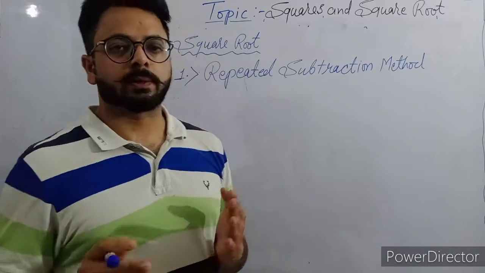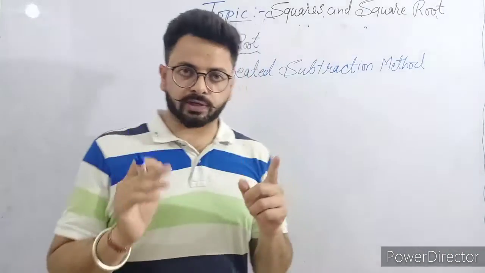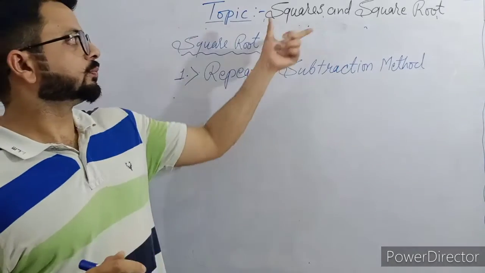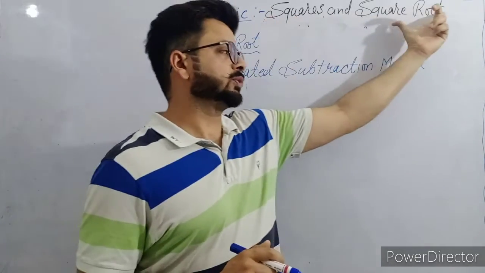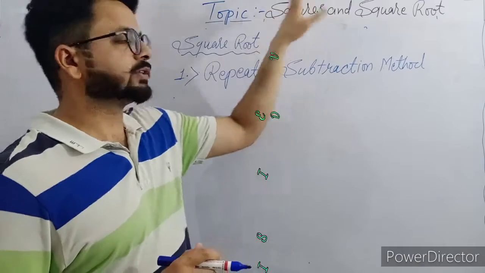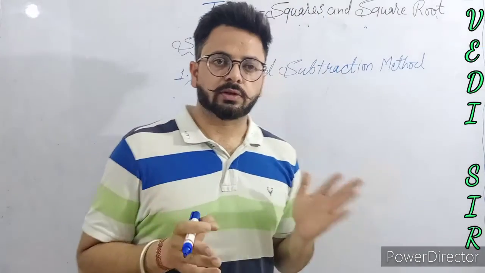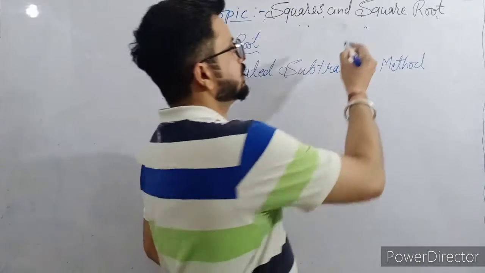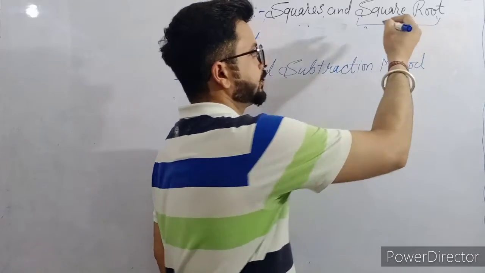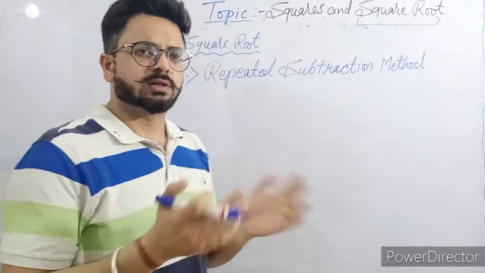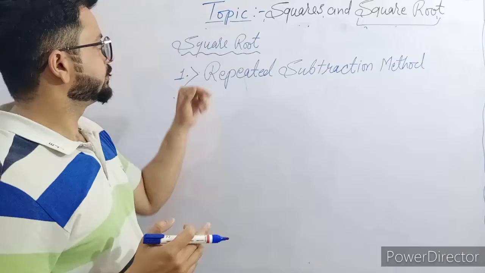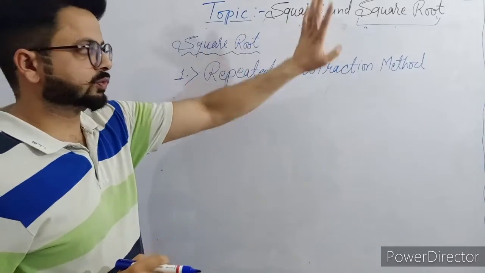How are you? So, our topic, I'm going to continue squares and square roots. About the squares, we have discussed a lot. Now, in this part we will take square root, which is simply the opposite case of squares.